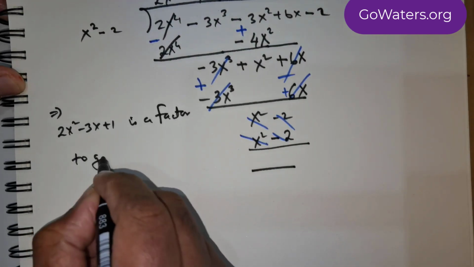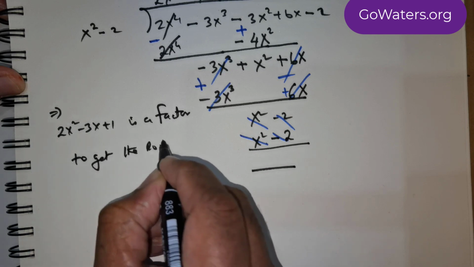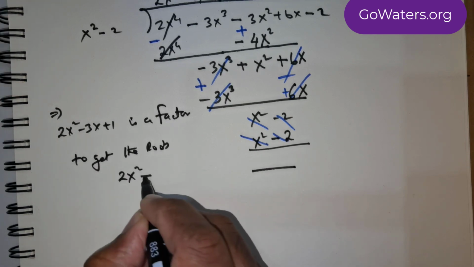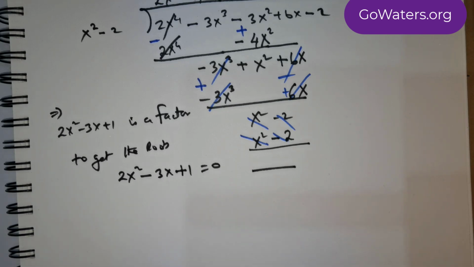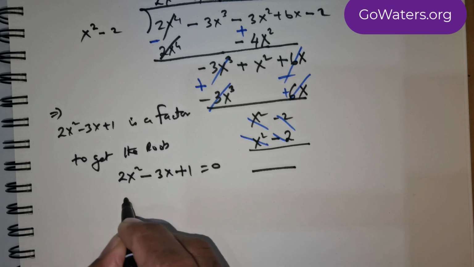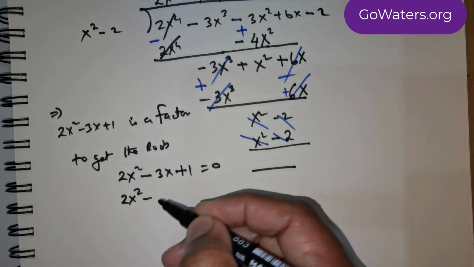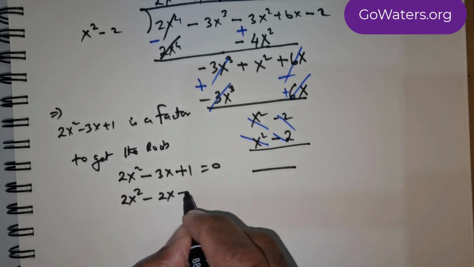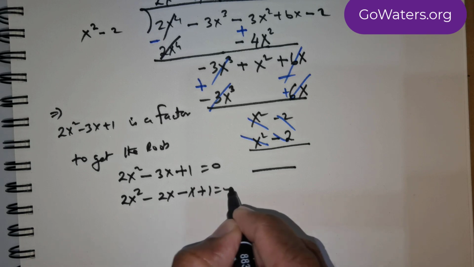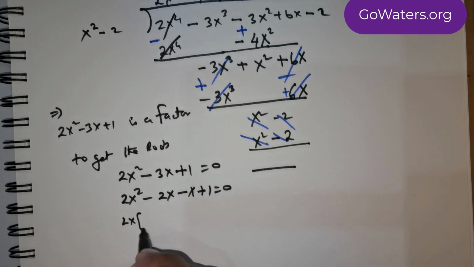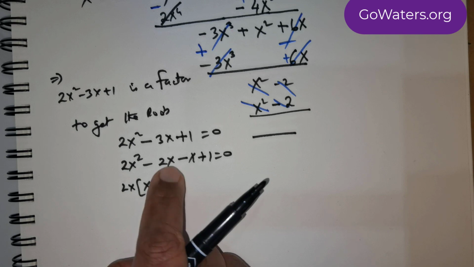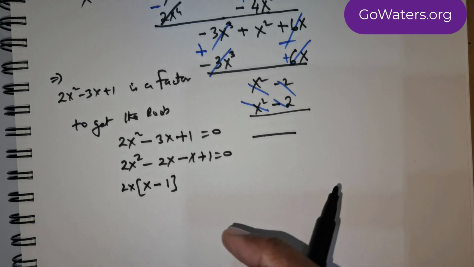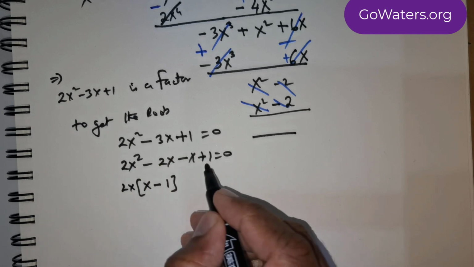Now to get the roots, you have to equate 2x squared negative 3x positive 1 to be equal to 0. You got to do that. Now split the middle term. To factorize, you split the middle term. Split it as negative 2x and negative x positive 1 is equal to 0. Now from here you take 2x out. This is going to be x negative 1. Fair enough. 2x into x gives me 2x squared. 2x into 1 gives me, with a negative sign, negative 2x.